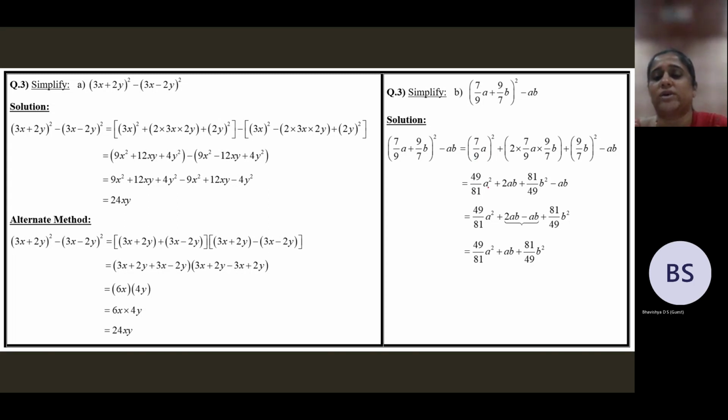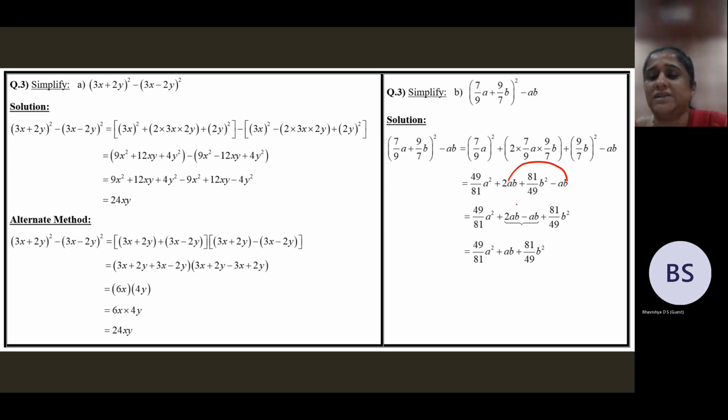a into a, a square. 9, 9, 7, 7 cancel. So 2 into a into b, 2ab. Here 9 by 7 into 9 by 7, 81 by 49. b into b, b square. Minus ab. Now these two are like terms, ab. That is 2ab plus 2ab minus ab.